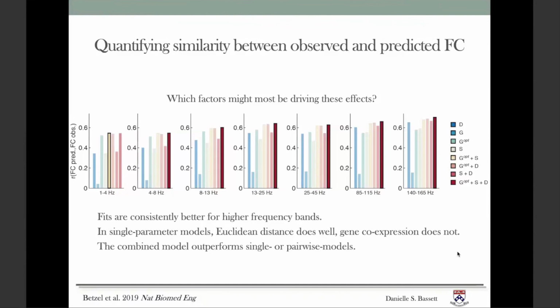And then the third observation that we can make is that the combined model that includes all three outperforms the single and pairwise models. And in fact, it's the best model for all of these frequency bands except for the 1 to 4 hertz, where the yellow is the best. And the yellow is the optimized gene co-expression and the search information.